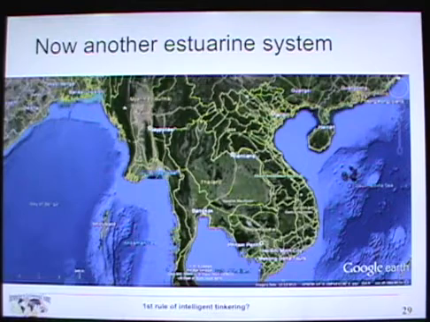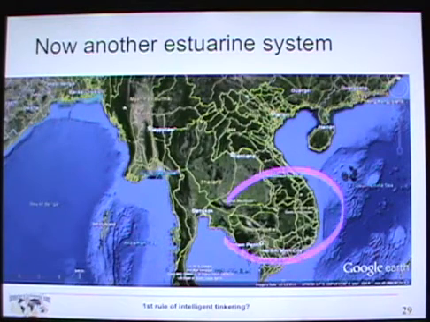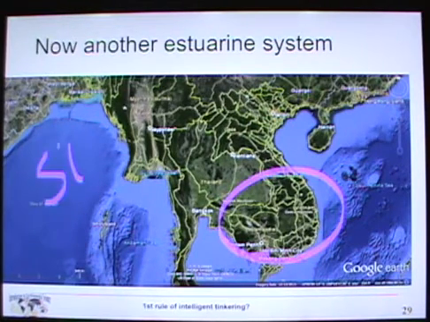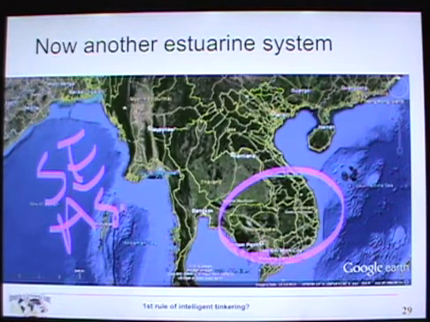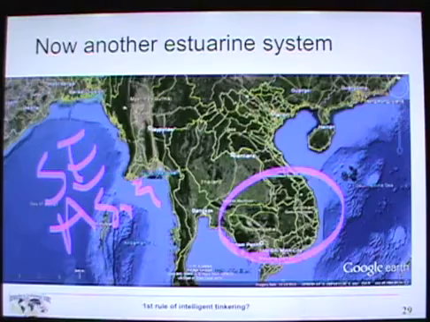So let's move a little bit further east or west, halfway around the world. I guess you can get there either way. This is Southeast Asia. Looking at Vietnam, Cambodia, all of those countries in Southeast Asia, kind of a peninsula, sort of like Florida.